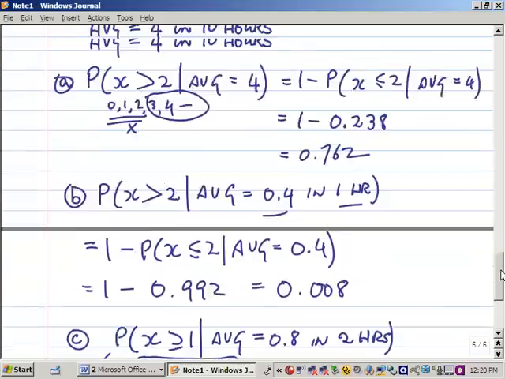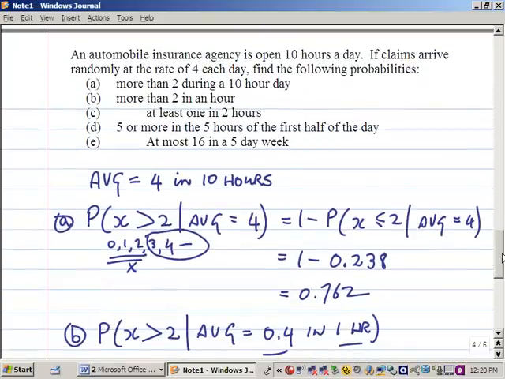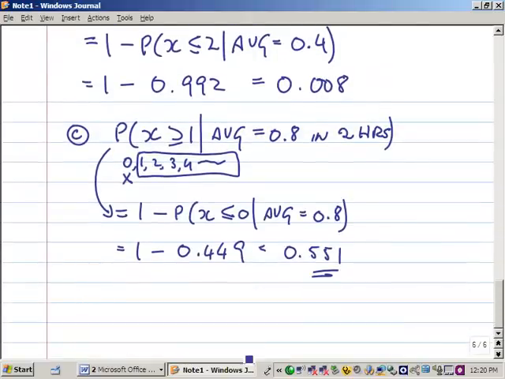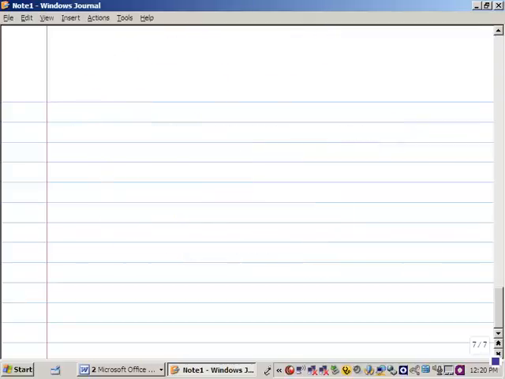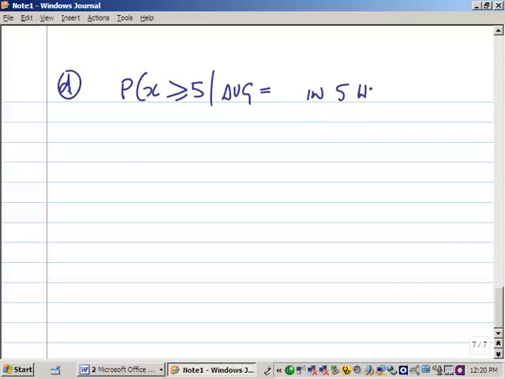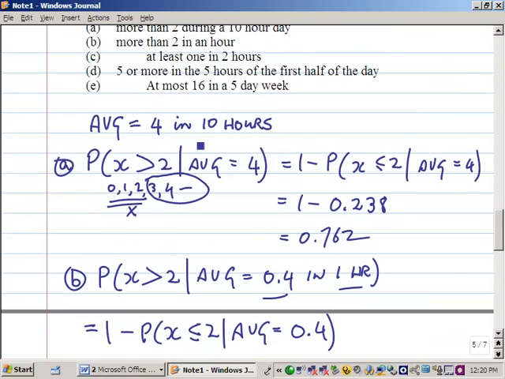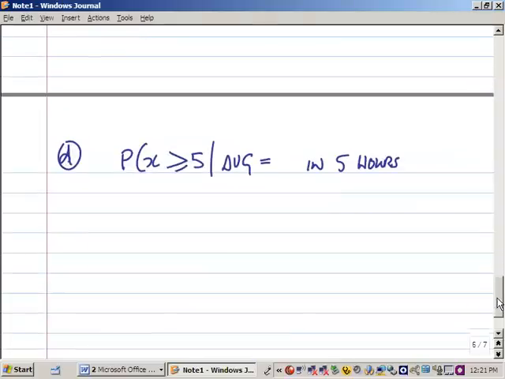Part D, 5 or more in the 5 hours in the first half of the day. Well, it doesn't matter when those 5 hours are. So 5 or more in 5 hours. 5 or more means greater than or equal to 5, and the average in 5 hours. Well, it was 4 in 10 hours, so 5 hours is half of that, so the average rate is half of that, so it's 2 in 5 hours.